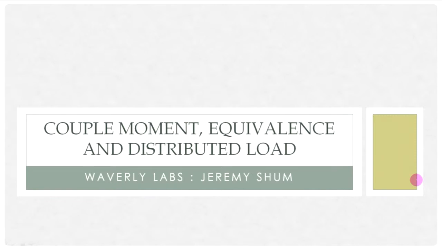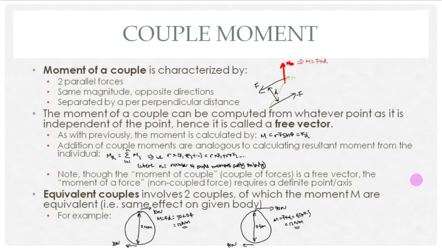Couple moment, equivalence, and distributed load. Couple moment. A moment of a couple is characterized by two parallel forces of the same magnitude but in opposite directions separated by a perpendicular distance. So here you've got M is equal to F by D, and that's a cross multiply. So M0 arises out perpendicular to both of them, and you've got F, and you've got D as well.